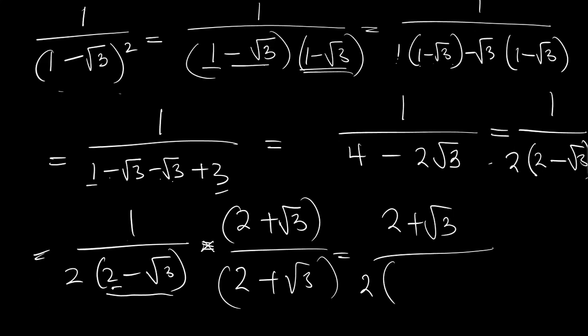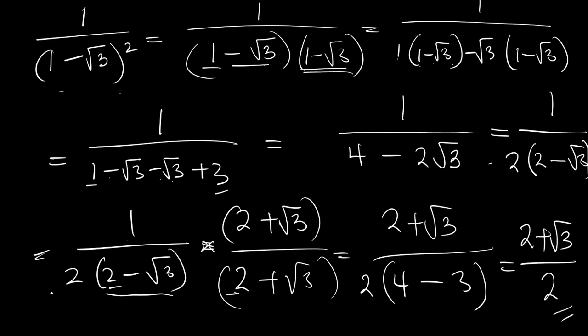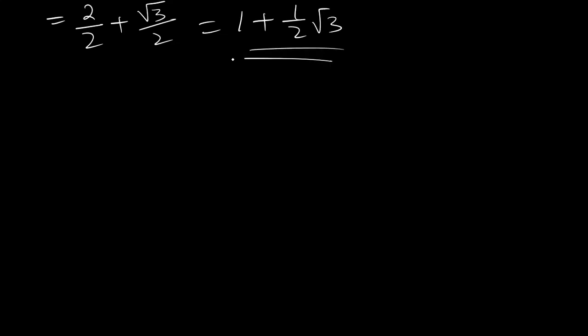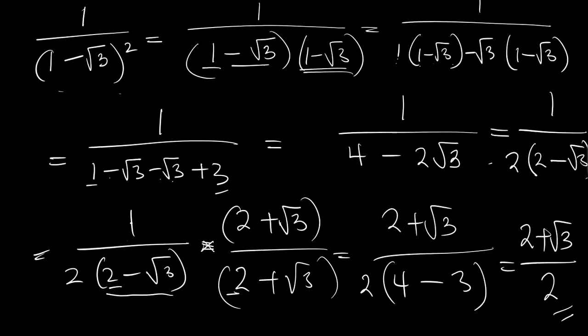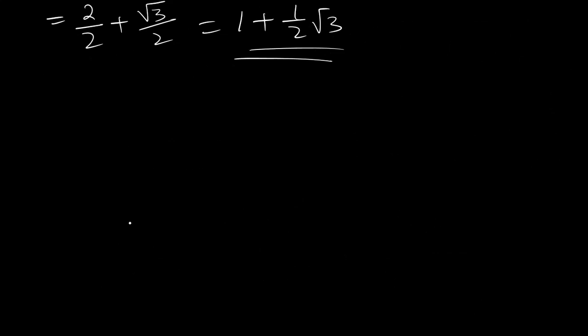Now to express this, just say 2 times 2 is 4, minus root 3 times root 3 will give you 3. So this is simply 2 plus root 3 divided by 2. Which can further be expressed as 2 divided by 2 plus square root of 3 divided by 2, which is 1 plus half root 3. So that is the final answer to that particular problem.